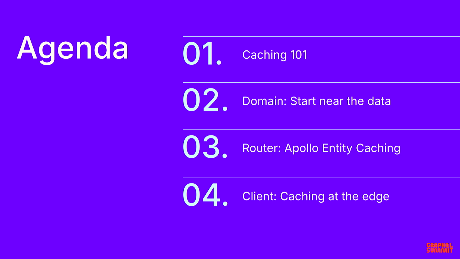First things first, we're going to talk about caching 101, which is just talking about what the differences and similarities are between caching with GraphQL in your infrastructure and caching with, let's say, REST or something like that. Then we're going to talk about how we actually optimize our stack, and we're going to start at the domain layer, which is close to the data. We're then going to move to the middle, which we can call the routing layer. That's where we're going to focus on entity caching. And then we're going to talk about the edge. So we're going to talk a little bit about CDNs, a little bit about clients.